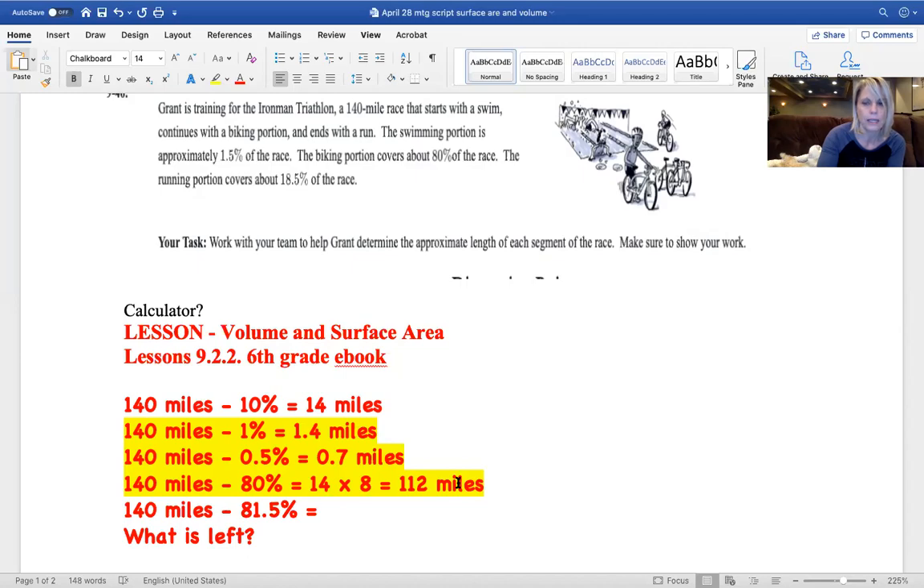We have two people saying 114 and 1/10. Anybody else agree? 114 and 1/10. Good, and that would be 114 and 1/10 miles. So if, to answer that first question, well, they have 80% would be the biking portion. So this would be the bike.